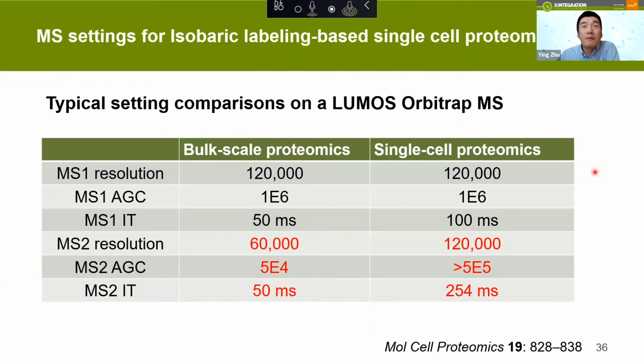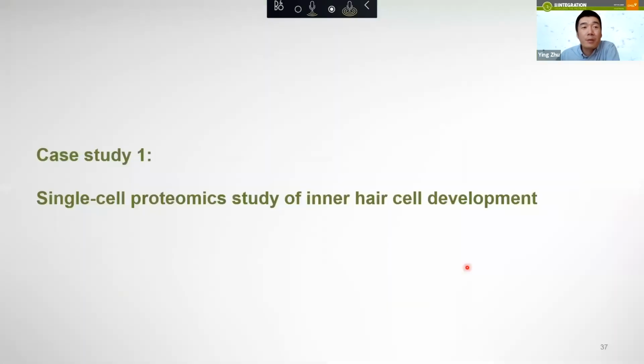This is a typical setting for isobaric labeling based single cell proteomics. We use 5E5 or 1E6 for MS2 AGC. And sometimes we use 250, sometimes we use 500 millisecond, depending on the cell type.